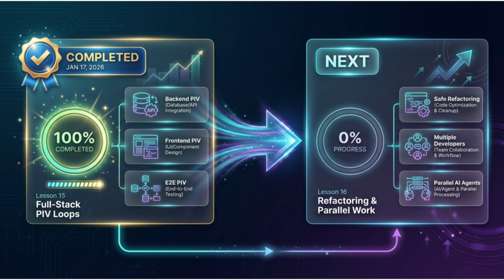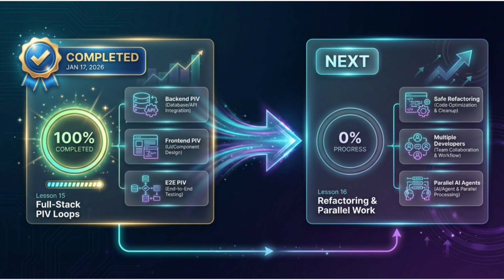This lesson completes the PIV loop foundation. You now have the pattern for building any feature at any scale, across any number of layers. Backend PIV, front-end PIV, E2E PIV. Small, validated, complete. In the next lesson, we'll explore how this architecture enables safe refactoring and parallel work with AI.